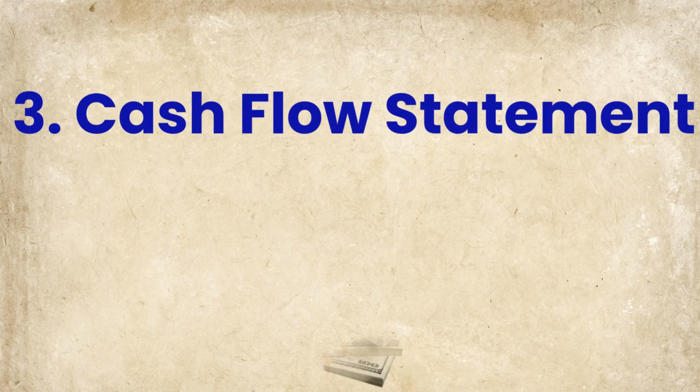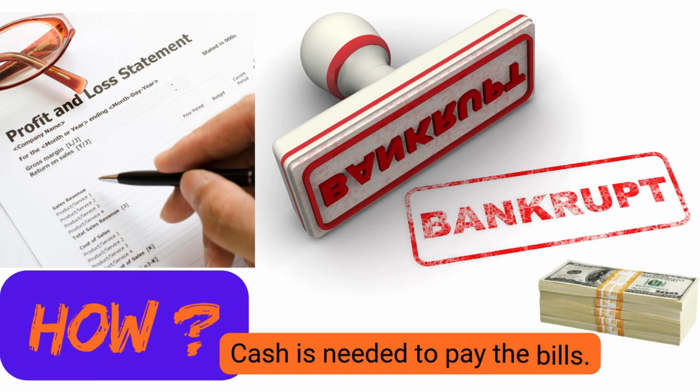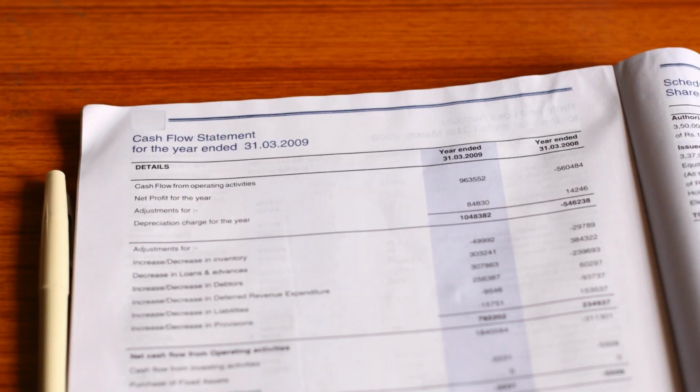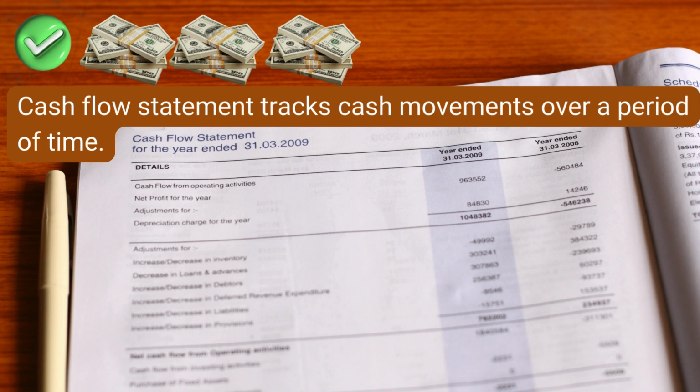Next up is number 3, the cash flow statement. A company can be profitable on paper but still go bankrupt. How? Because profits don't pay the bills, cash does. That's why the cash flow statement is the reality check that every business needs. It tracks every dollar that moves in and out over a period of time.